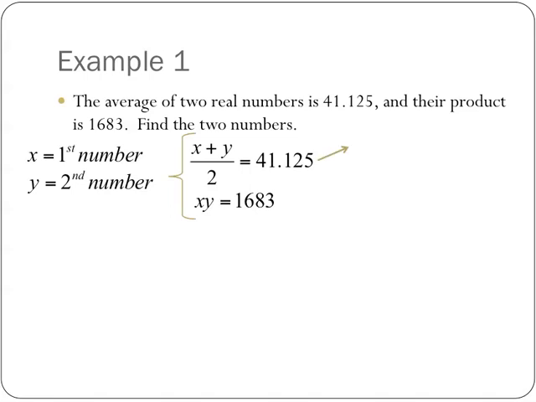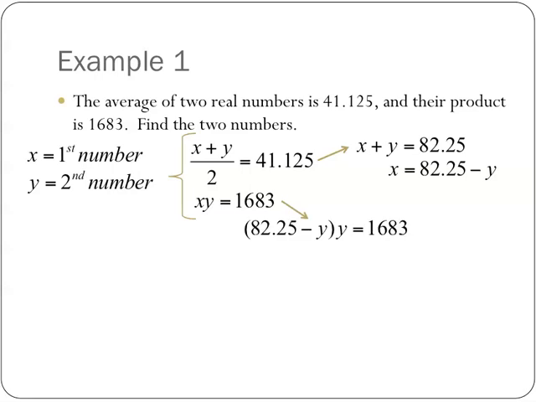We can first take this and get rid of the fraction, so we have fewer things to deal with. Multiply both sides by 2. And then let's get x by itself. Now that we have x by itself, we can substitute that into the second equation, the x times y equals 1683, and we'll have 82.25 minus y times y equals 1683. Okay, now if we are going to multiply this out, we'll end up seeing we have a quadratic, 82.25y minus y squared equals 1683. It's a quadratic, we probably want to move everything over to one side.